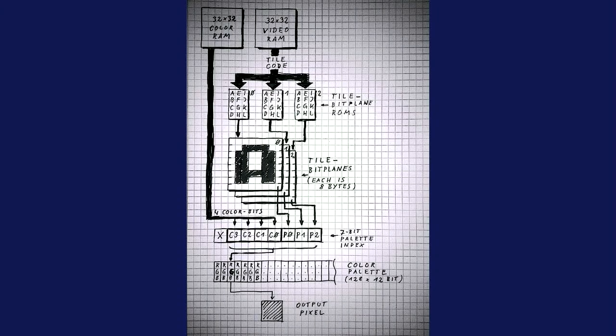So this diagram shows the pixel pipeline for a tile map layer. Firstly, up the top, we've got the tile code that's read out of the video RAM. The tile code is used to look up some ROM data from the tile ROMs. The tile ROM data is actually split up into 3 bit planes. Those bit planes are then combined together with the color value from the color RAM to produce a palette index value. Then the palette index value is used to look up the actual color from the color palette. And finally, you've got the color of your output pixel.